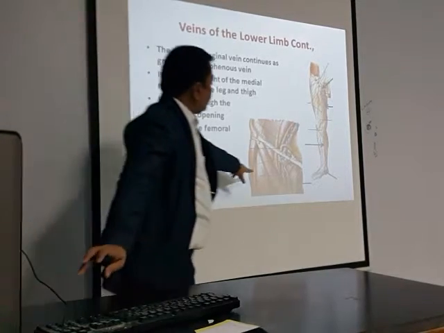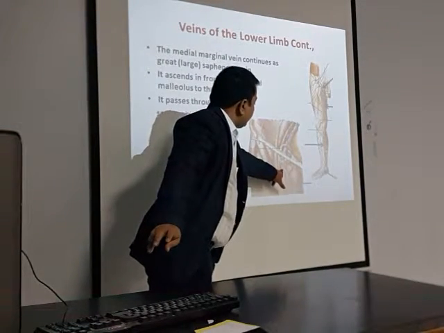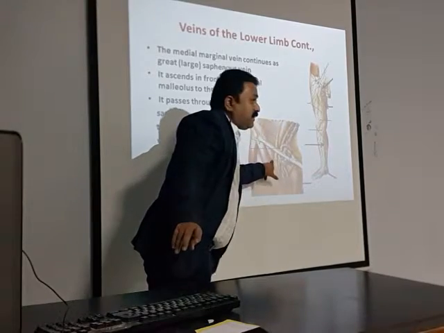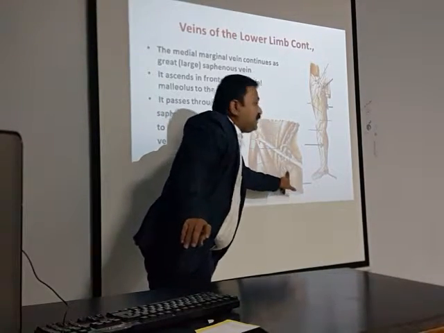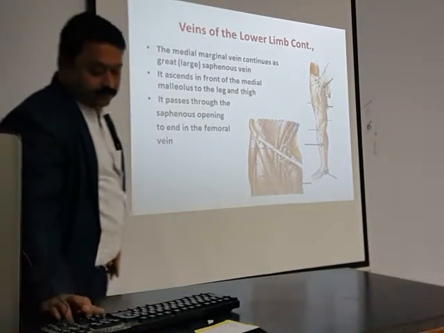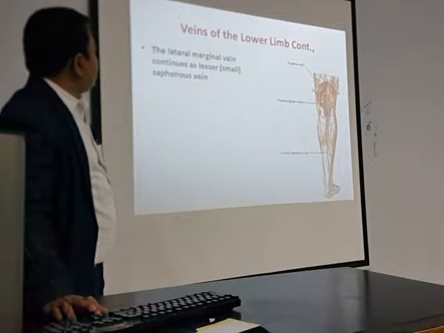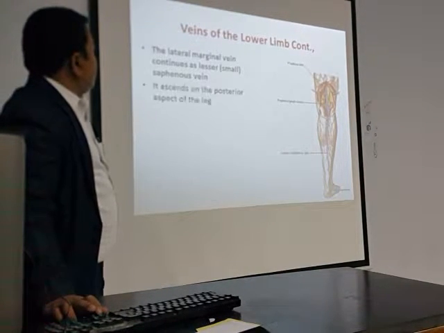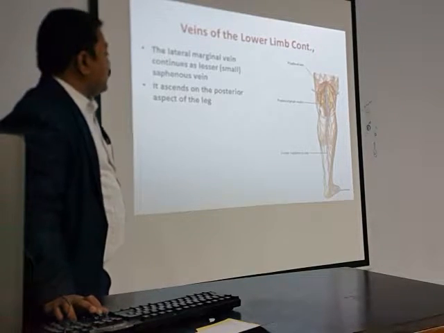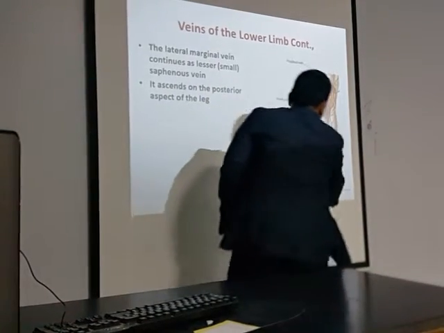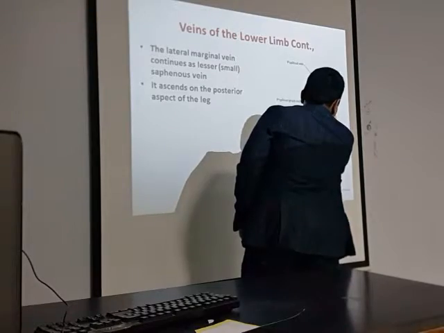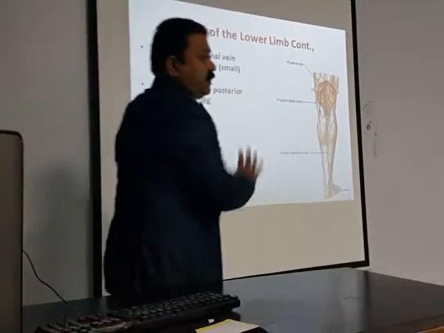So this is a femoral vein. This is the femoral artery, femoral vein, and this is the femoral triangle, great saphenous vein. Next, the lateral marginal vein continues as the small saphenous vein, and it ascends upwards.